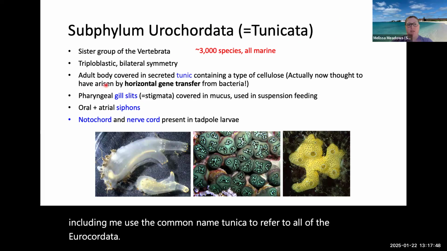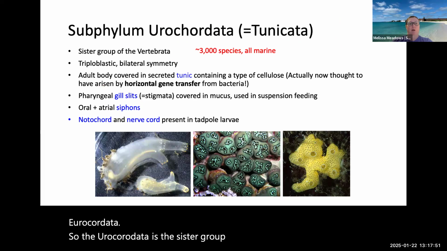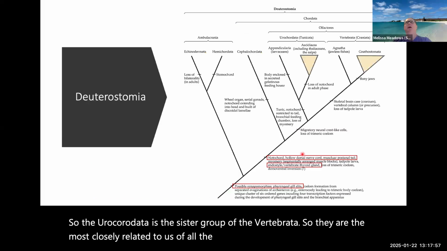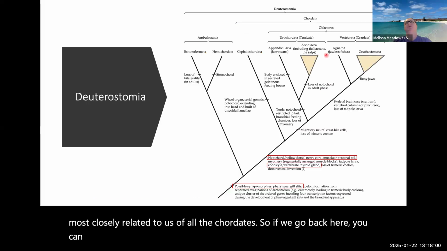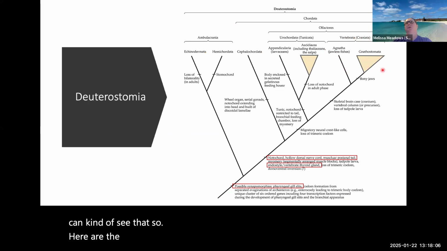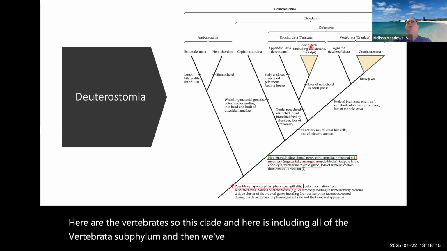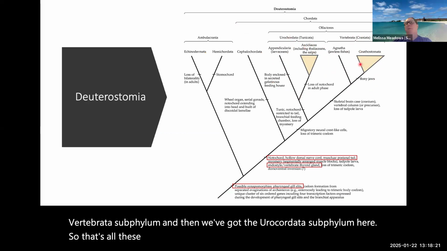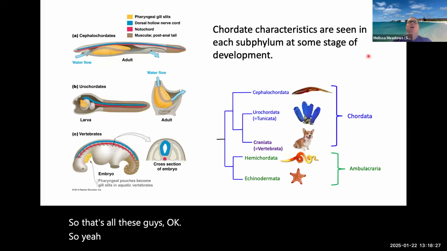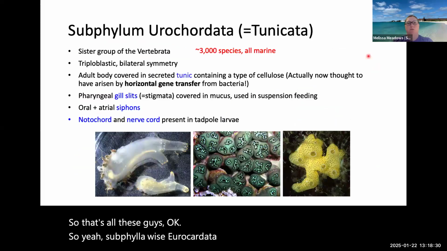So the Urochordata is the sister group of the Vertebrata. So they are the most closely related to us of all the chordates. So if we go back here, you can kind of see that. So here are the vertebrates. So this clade here is including all of the Vertebrata subphylum. And then we've got the Urochordata subphylum here. So that's all these guys. Okay. So yeah, subphyla-wise, Urochordata is the sister clade to the Vertebrata.